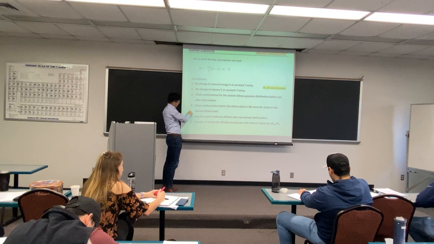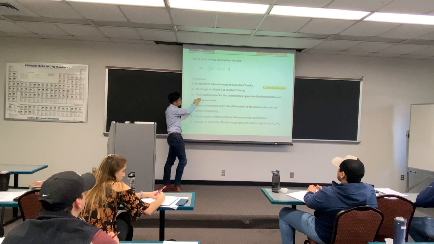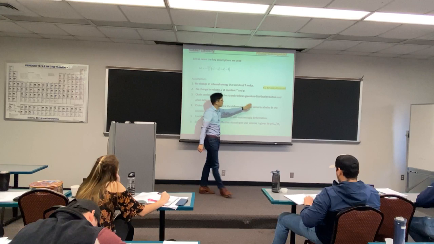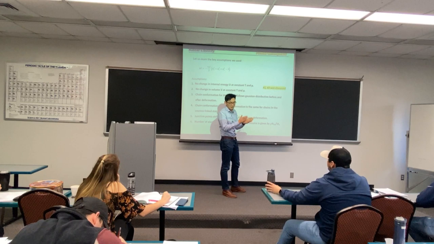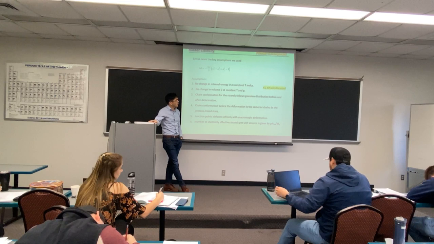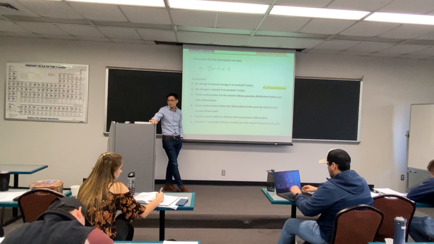There are an additional four assumptions that need to be considered more carefully. First is that the chain conformation for those strands, or basically the polymer chain between crosslinks, follows the Gaussian distribution before and after deformation. Before, it's pretty straightforward. We know that's the case between the crosslink points, but after deformation, as we mentioned, at high degree of strain, it's not true. So we can address this by considering an additional factor, and we will spend a second to talk about that in the next slides.